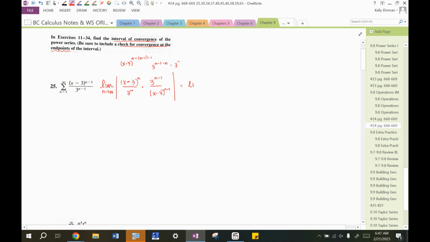So I'm going to rewrite this just so it's clear what I have left. There's an x minus 3 to the first, so an x minus 3 on top, and a 3 to the negative 1, so a 3 to the first on the bottom. And there is no n left in this problem, so as n approaches infinity, this just remains x minus 3 over 3. And this series converges by the ratio test.